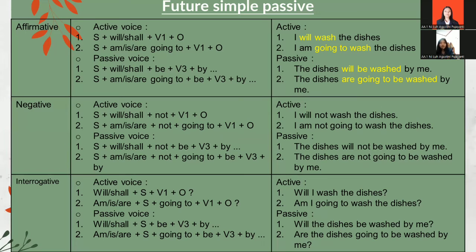In passive voice, the structures are will or shall plus subject plus be plus verb 3 plus by. And the second structure is am or is or are plus subject plus going to plus be plus verb 3 plus by and question mark. So the sentences are, will the dishes be washed by me? And are the dishes going to be washed by me?